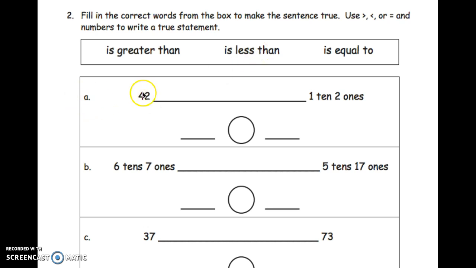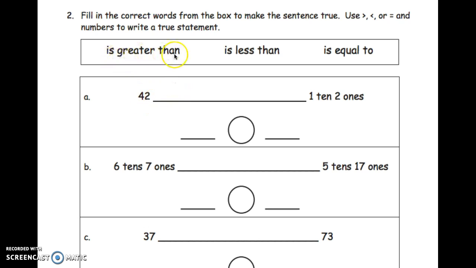So letter A, 42 is blank to 1 ten, 2 ones. So if you need to draw a picture to help you figure it out, do that or use your cubes. Once you have figured it out, circle the number that's greater and then pick out which words would make sense to make this statement true.